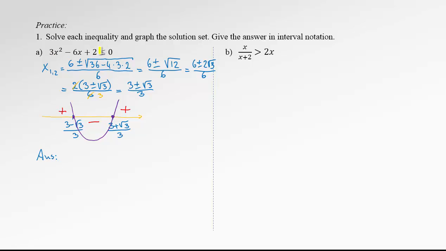Since our function should be smaller or equal to 0, we're talking about the section between these two roots, right? That's our solution. So the final answer is all x's from 3 minus root 3 over 3 until 3 plus root 3 over 3. Should we include those endpoints or exclude them?